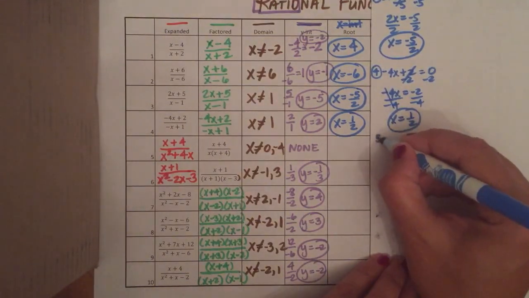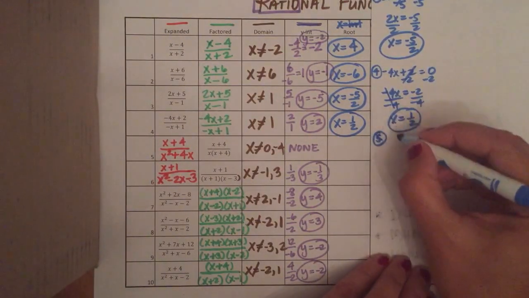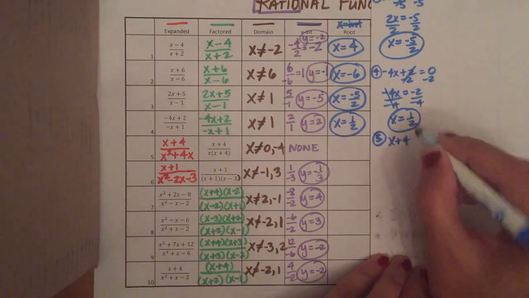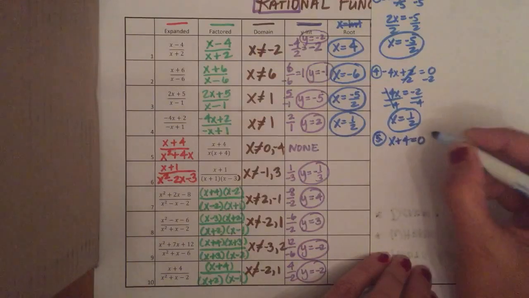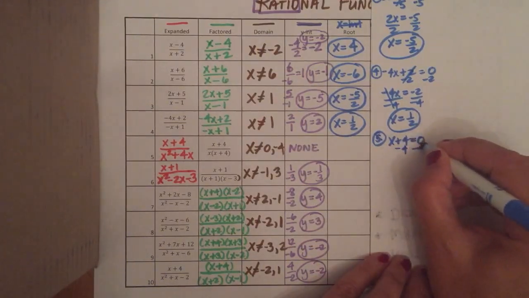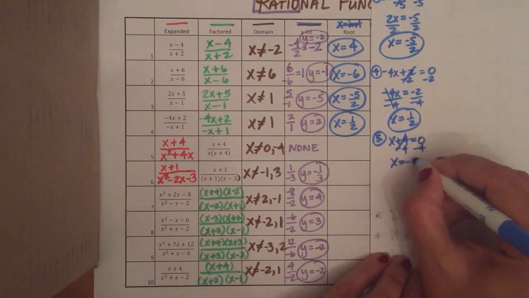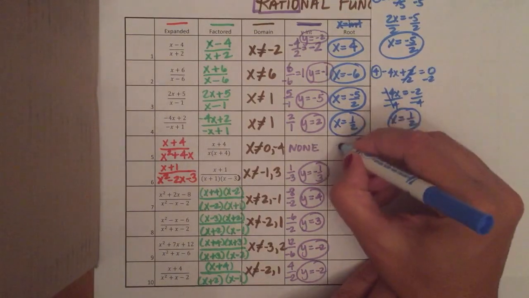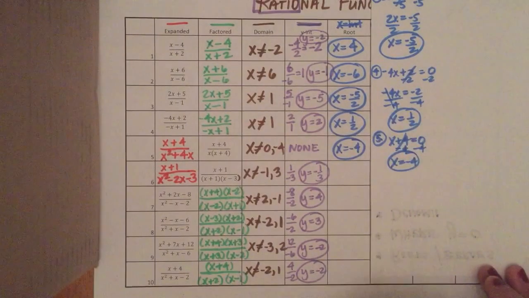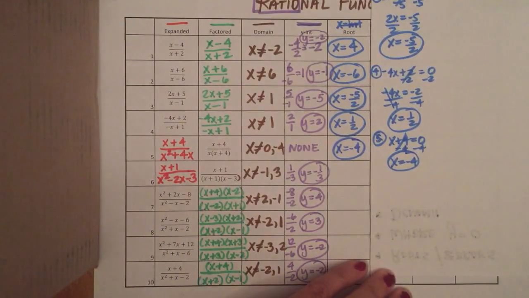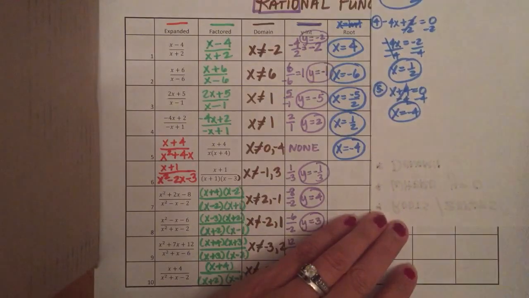Let's look at number 5. We have x plus 4 as our numerator. What is it that's going to make x plus 4 equal 0? Well, it's going to be negative 4. So for this one, x equals negative 4. That's what's going to make my numerator equal 0. Okay, let's keep going. Let's look at number 6.